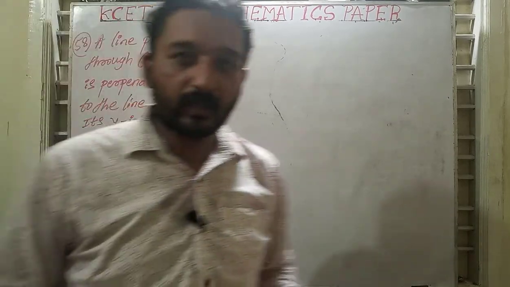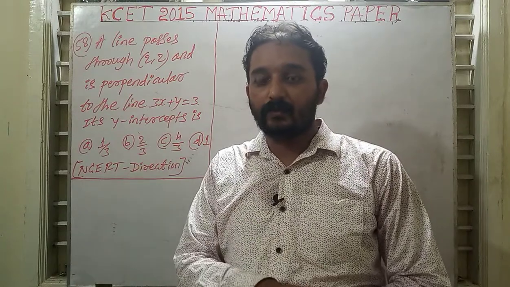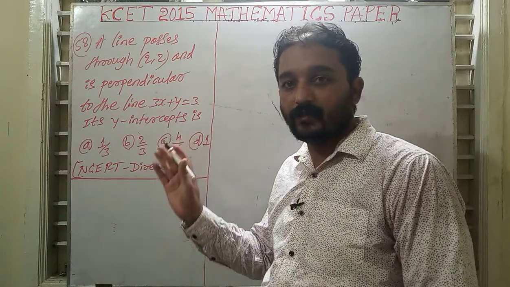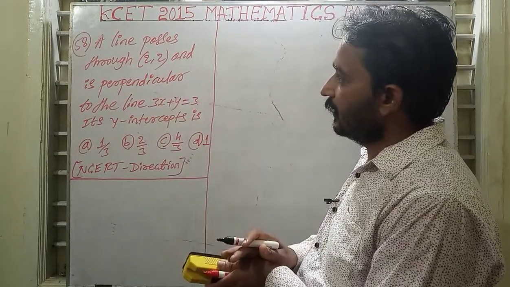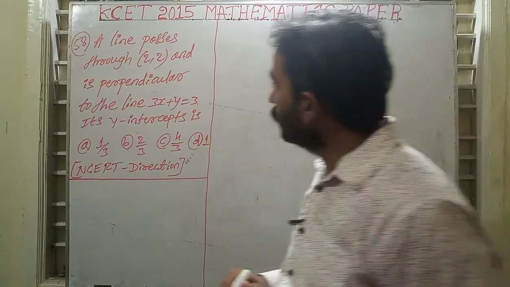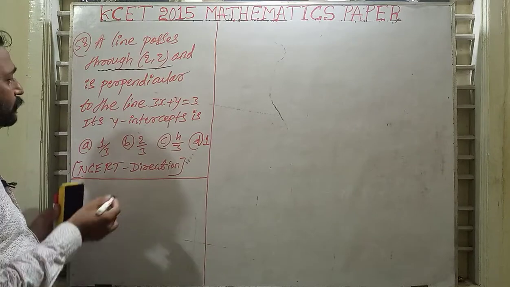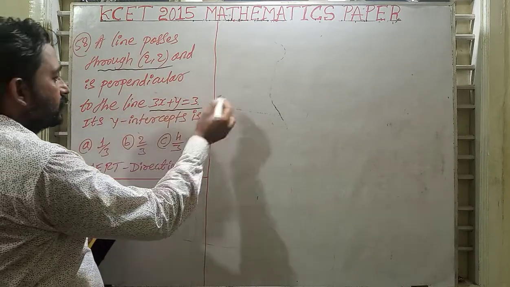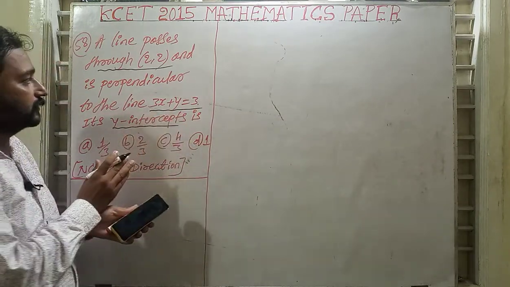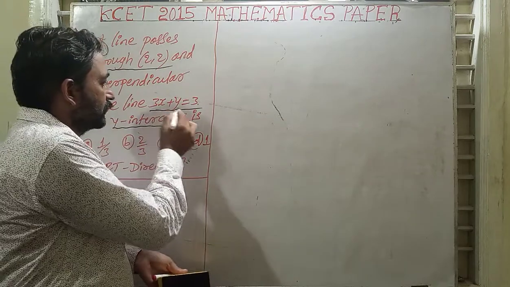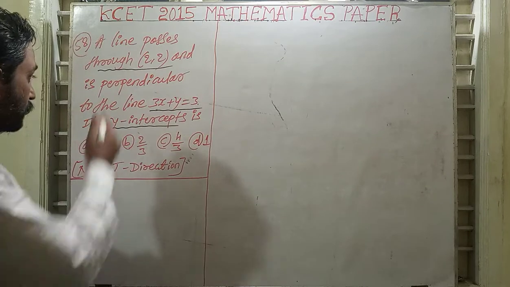So now let us move on to the next question, question number 58. This question is based on the chapter straight line. Usually they ask one question on this chapter in KCET, so let us say the first question in this case. Let us see the question. A line passes through the point (2, 2) and is perpendicular to the line 3x plus y is equal to 3. Then find the y-intercept. First we have to find the line perpendicular to this line and then find the y-intercept. So we know one concept for this problem.